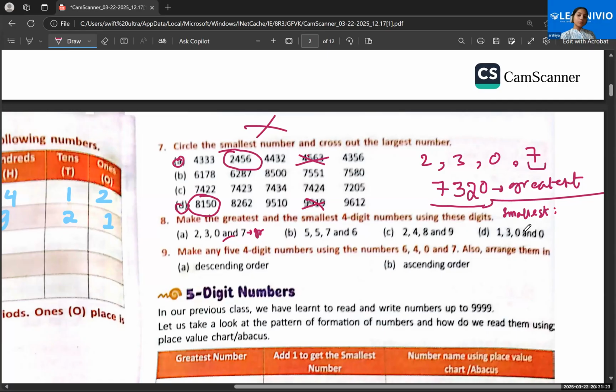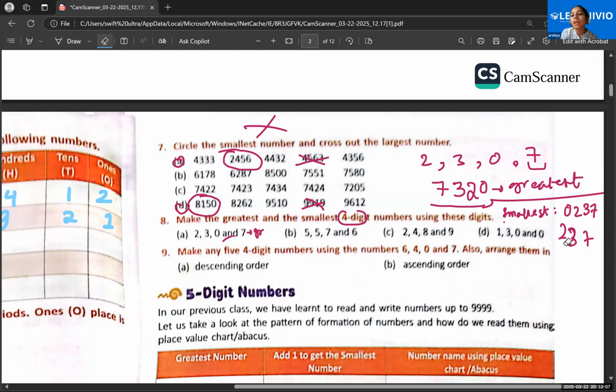7, 3, 2, 0. Wait. We also have to write the smallest number, right? So let's do that. One thing that students make mistakes on is that in order to write the smallest number, they'll start with 0. They'll reverse the number and write it as 0, 2, 3, 7, right? Why is this incorrect? This is incorrect because they are saying you have to write the smallest 4-digit number. Now 0237 is basically 237 and this is a 3-digit number. So you cannot write 0 in the beginning. Okay. So that will be incorrect.